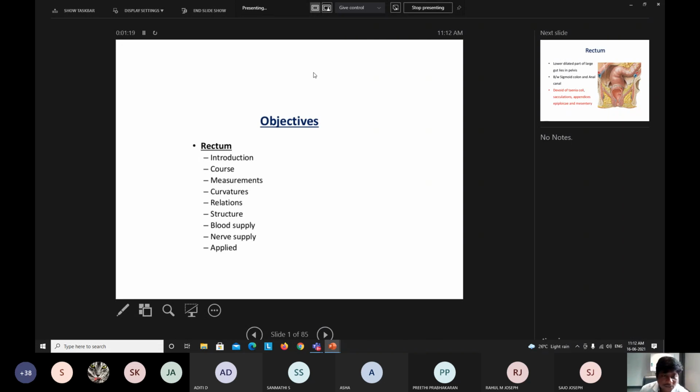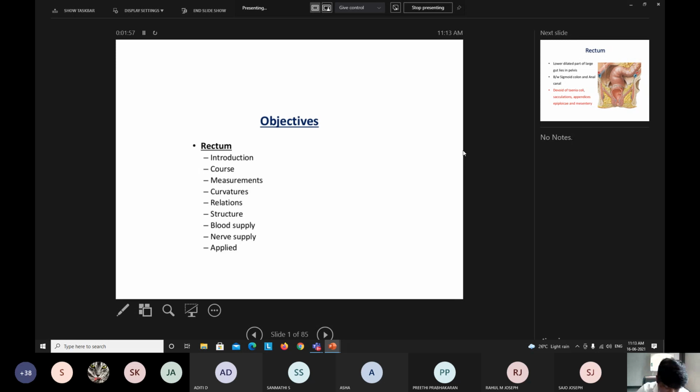In the rectum topic, I am going to discuss these points: introduction, course, measurements, curvatures, relations, structure, blood supply, nerve supply, and applied anatomy. After completion of this, I'll go to the anatomy of the anal canal. That is very important compared to the rectum. We frequently get the anal canal as a long question.